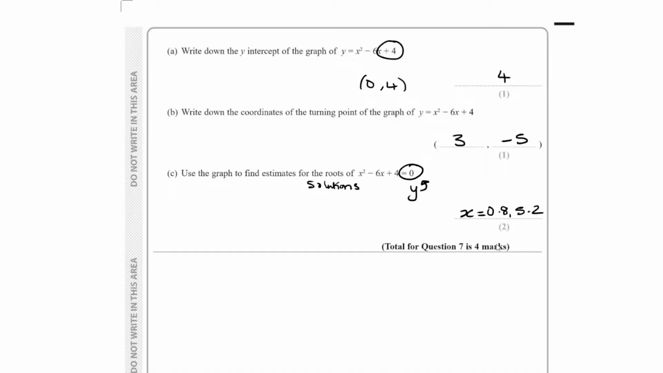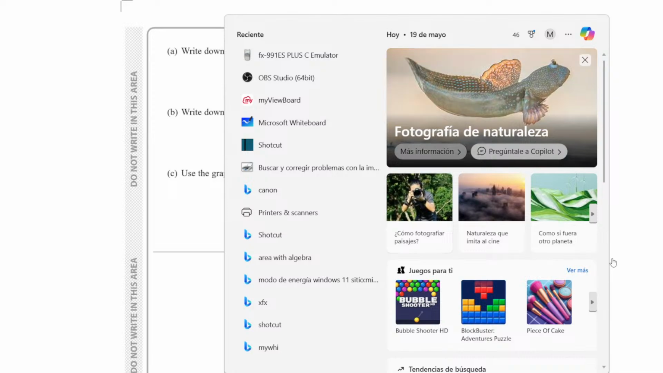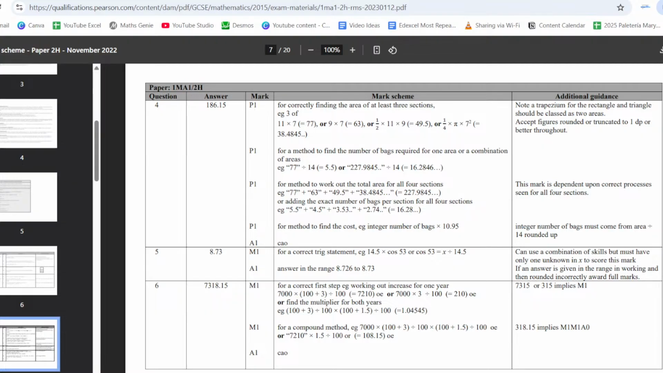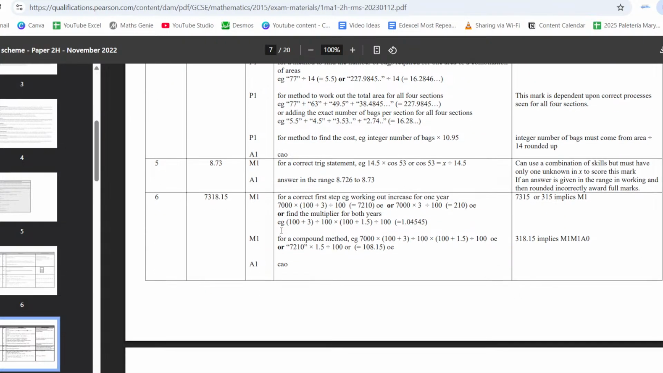I'm not writing the y solutions. Yeah, I think they would allow you to write that, but I'm not writing the y solutions because technically y is 0, isn't it, as you've written? I already know that y is 0 based on the question, so I'm only writing x, but I think they wouldn't mind if you did. Let's get our mark scheme back.